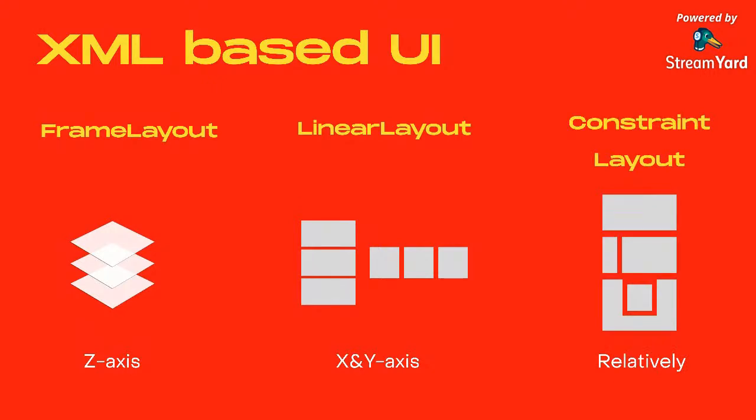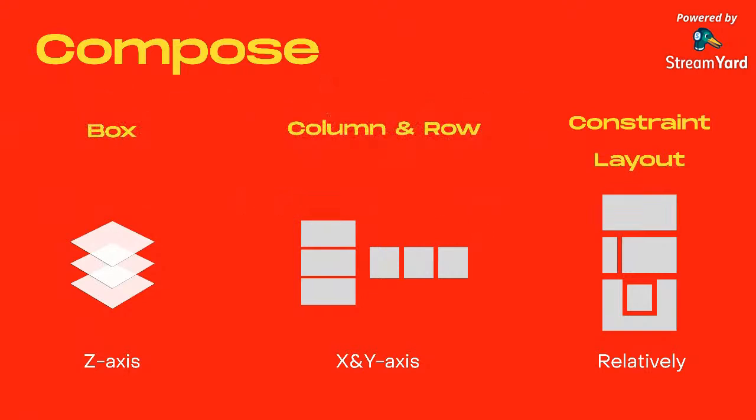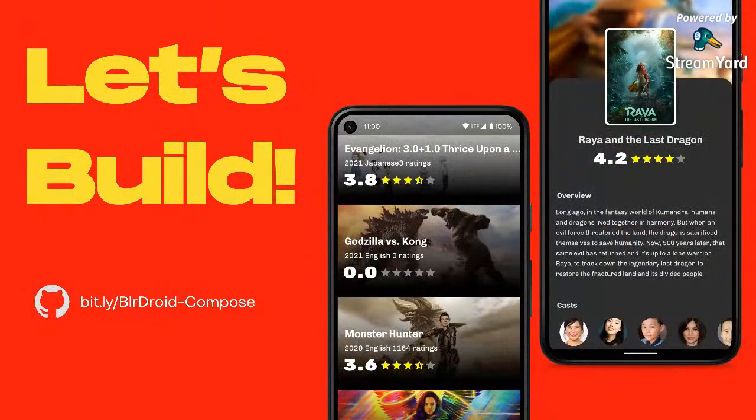In Compose, things change slightly. For stacking things on top of each other, we use a Box. For horizontal alignment, we use a Row. And for vertical alignment, we use Columns. There are a few nuances to how these containers work, and I'll get to that in the live coding. Having said that, we can now get started building the app.